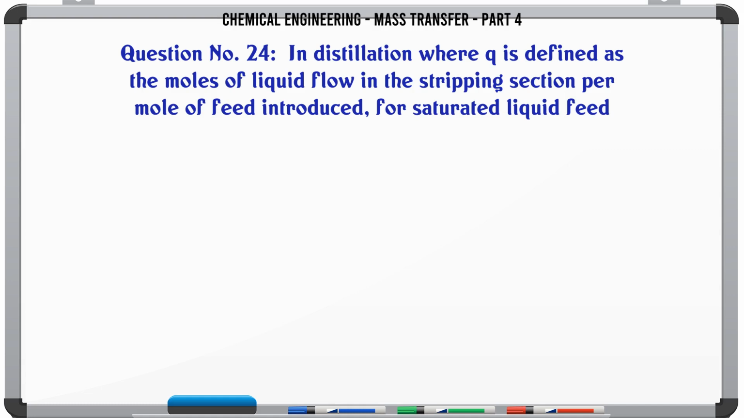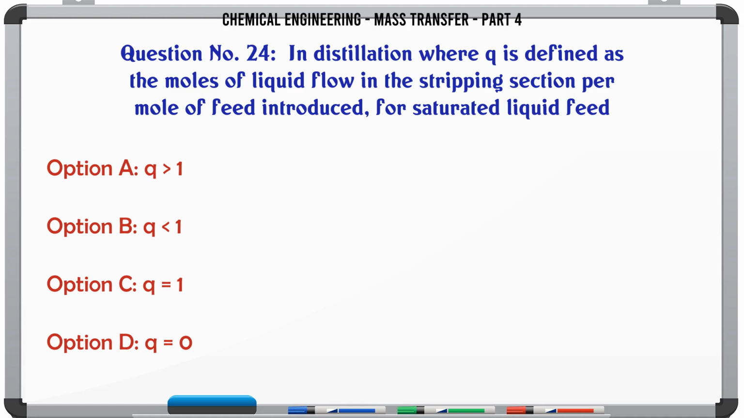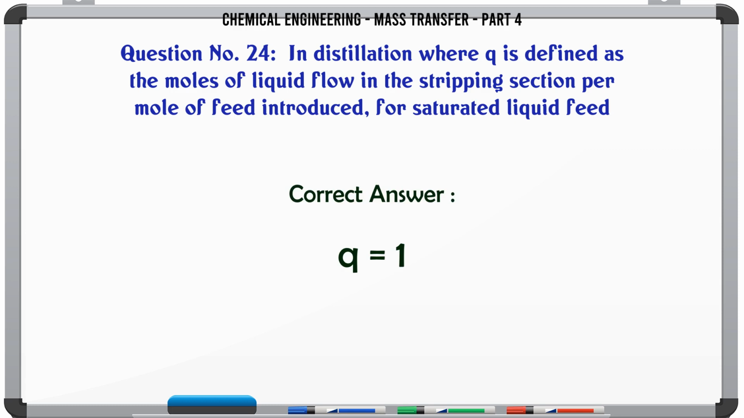In distillation, where Q is defined as the moles of liquid flow in the stripping section per mole of feed introduced, for saturated liquid feed, Q is A. Q > 1, B. Q < 1, C. Q = 1, D. Q = 0. The correct answer is Q = 1.